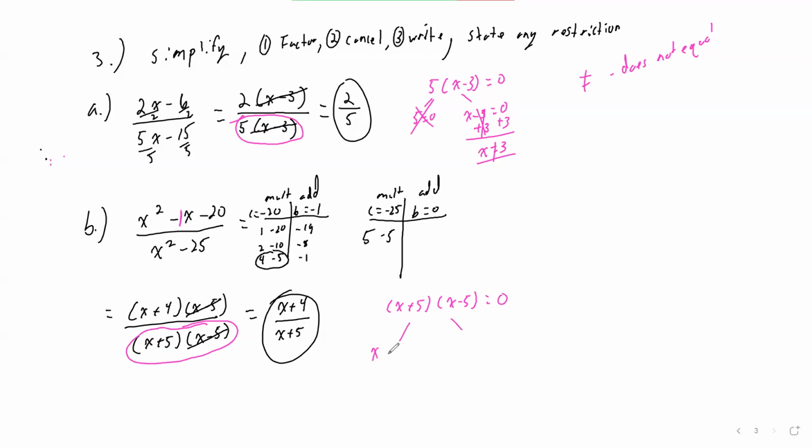So this is x plus 5 equals 0, and this is x minus 5 equals 0. I'm going to subtract 5 on both sides, so this gives me x equals -5. I'll add 5 on both sides, so I get x equals 5. But in this case, this is a restriction, so x cannot equal -5 and x cannot equal 5. So those will be your restrictions.